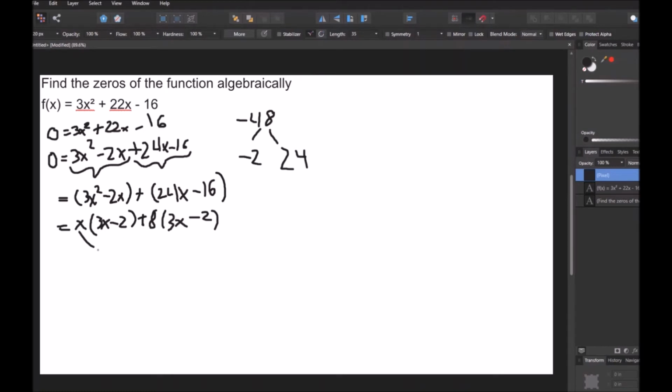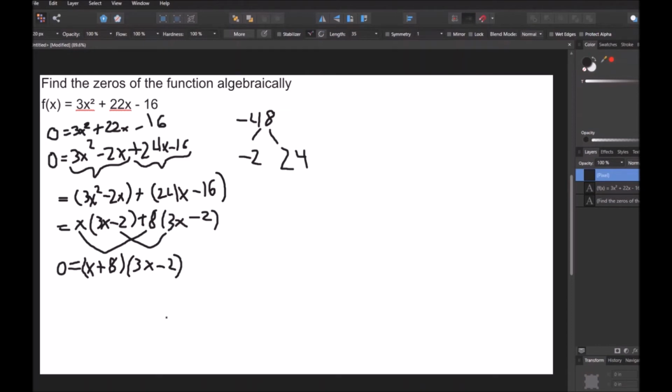Now I'm going to combine the x and the 8 into one expression, and this 3x minus 2, I'm just going to combine it basically into one 3x minus 2, and I'll explain what I did once I write it out fully. So it's going to be x plus 8 times 3x minus 2 equals 0.